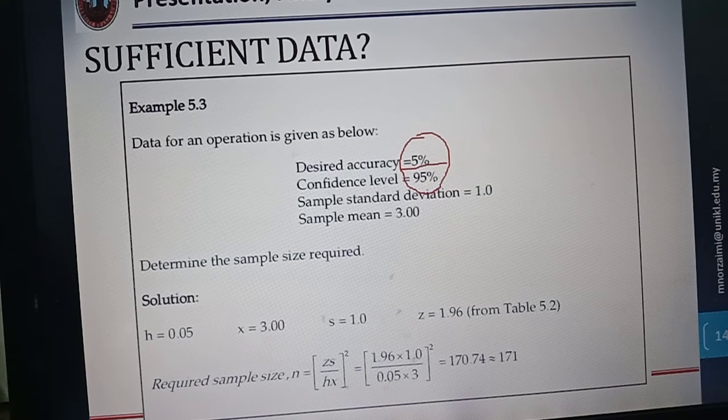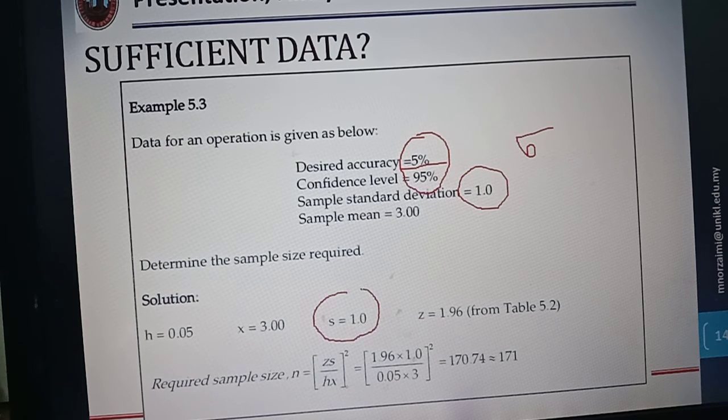For this case, the confidence level is 95% and the desired accuracy is 5%. The sample standard deviation, based on the sigma formula just now, is 1. The sample mean is 3. So based on the formula, S is 1, the standard deviation is 1, and the sample mean X is 3. So where are Z and H?